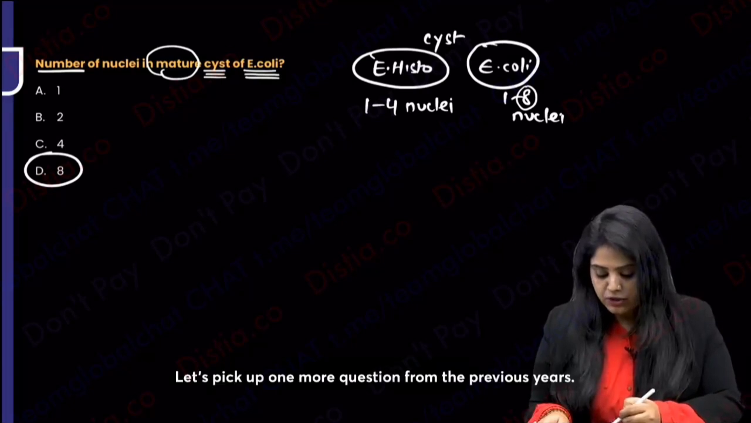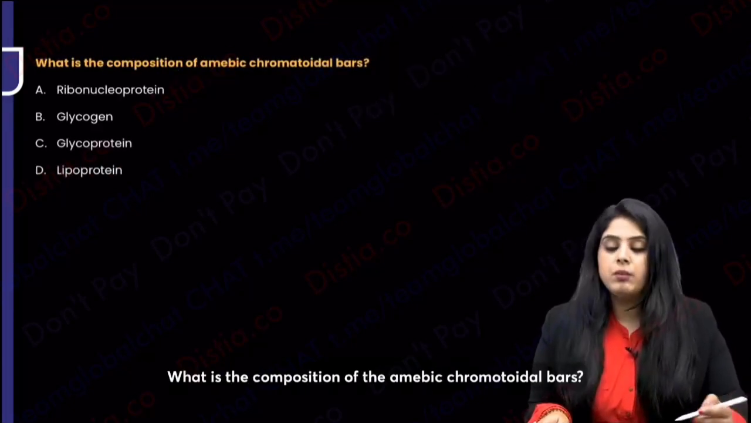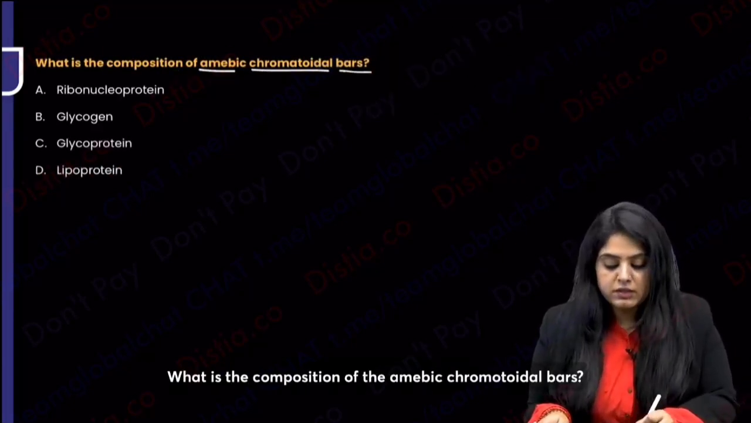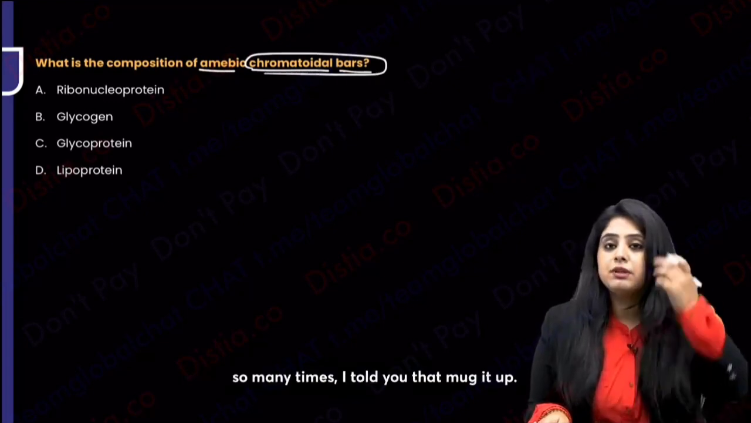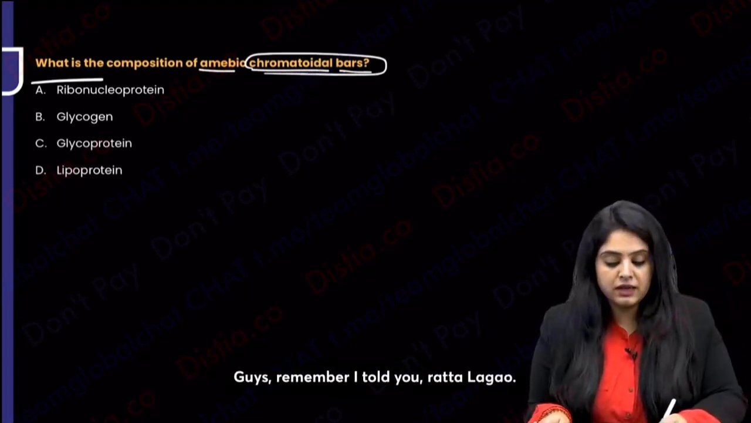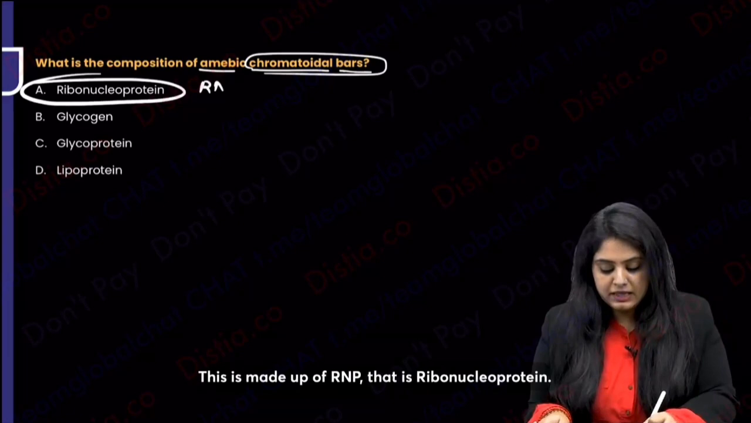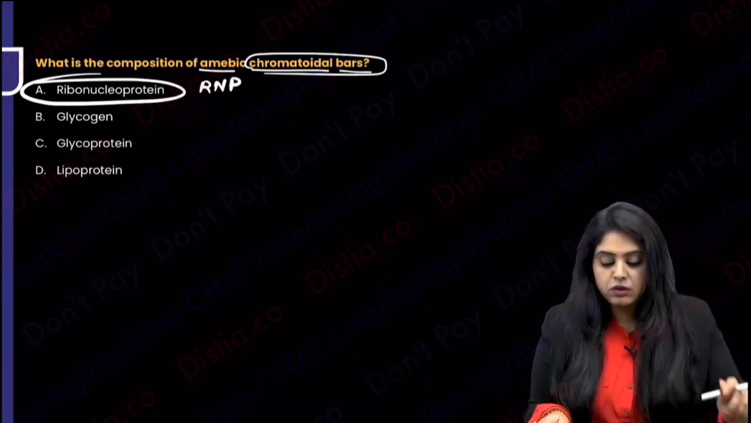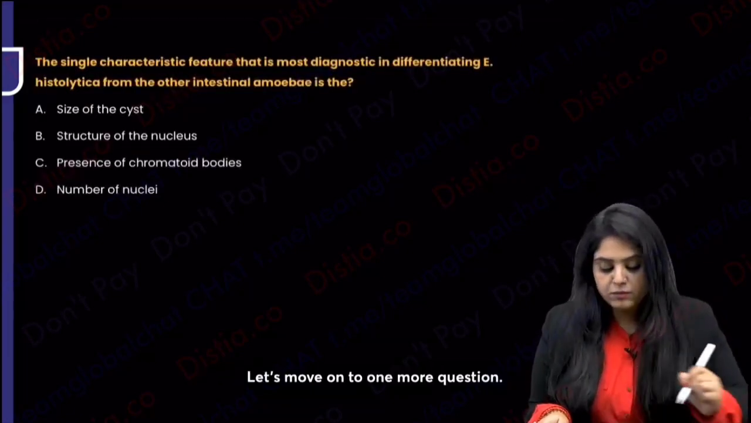Let's pick up one more question from the previous years. What is the composition of the amoebic chromatoidal bars? Again, so many times I told you that mug it up thrice. Remember, I told you ratta lagao. This is made up of RNP, that is ribonucleoprotein. Let's move on to one more question.